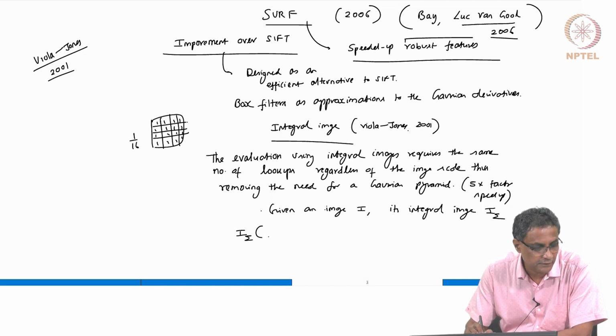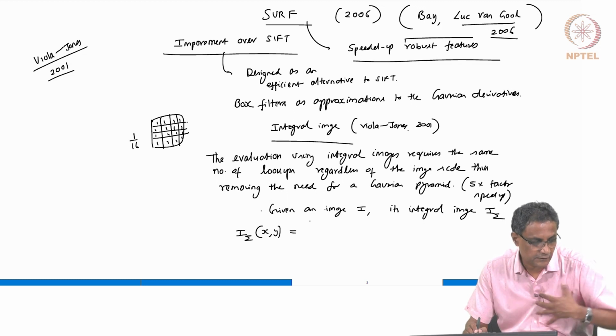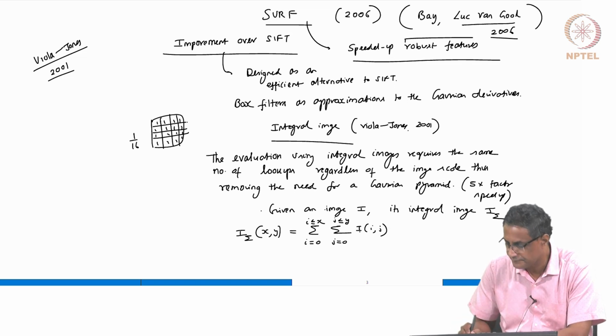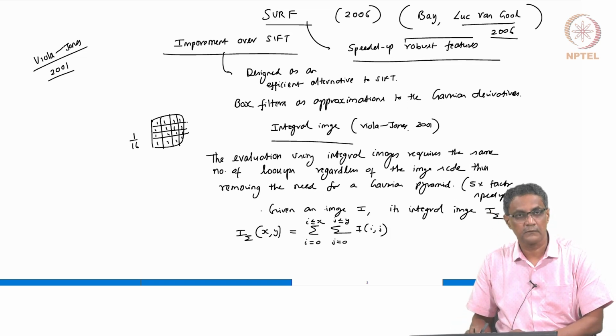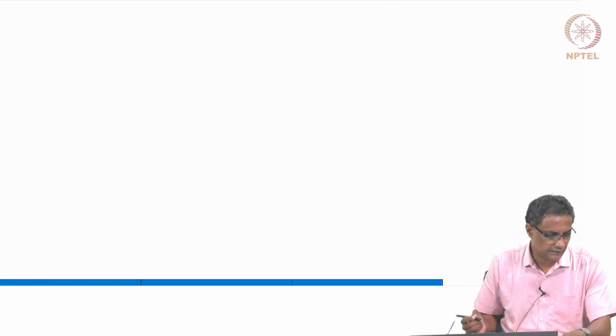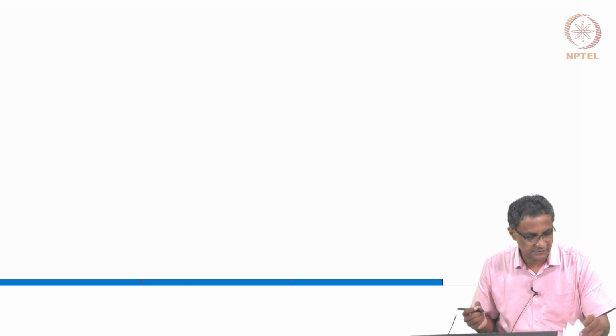At x comma y, it is equal to the double sum, i equal to 0 to i less than or equal to x, j equal to 0 to j less than or equal to y, of I of i comma j. What does that mean? Suppose, let us just take one example. These things are best explained with an example.